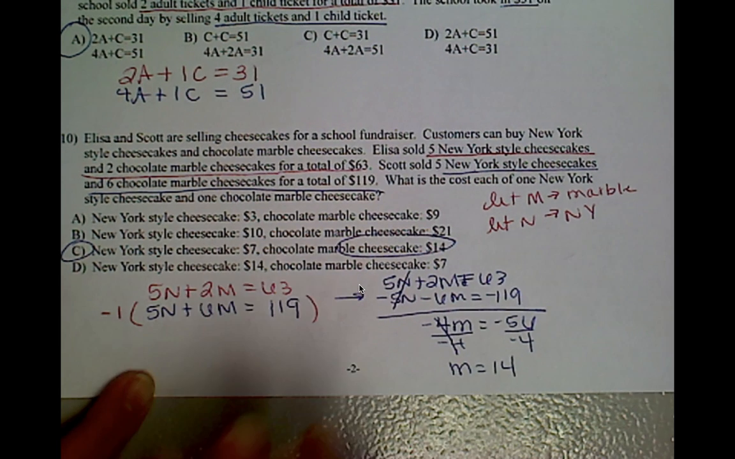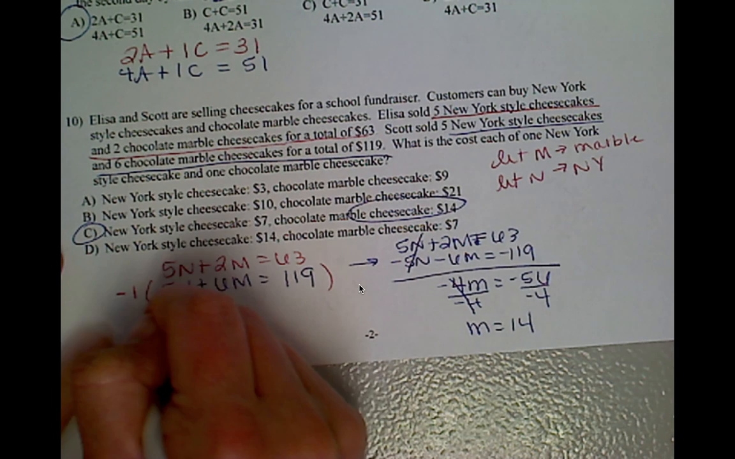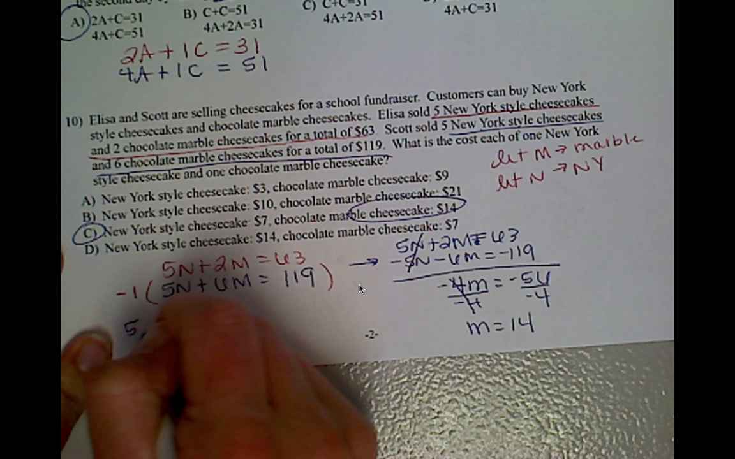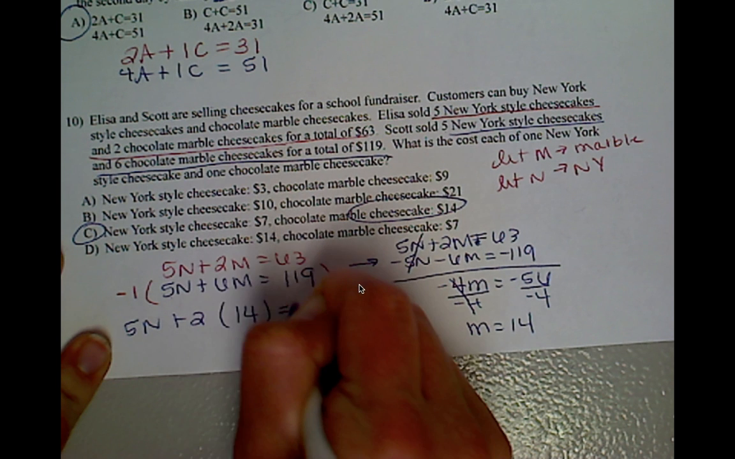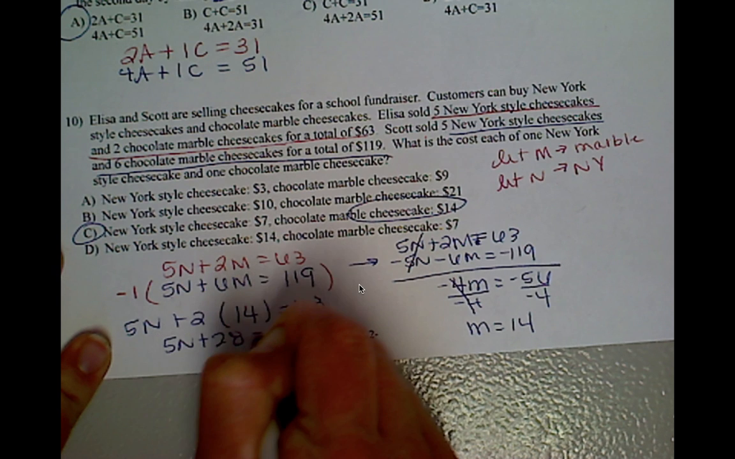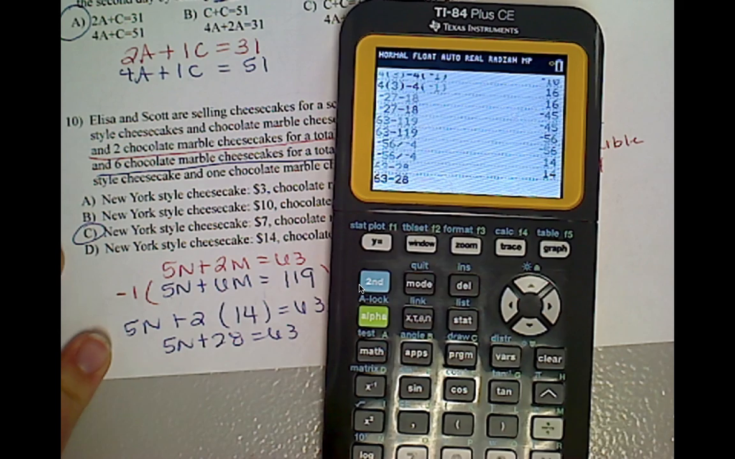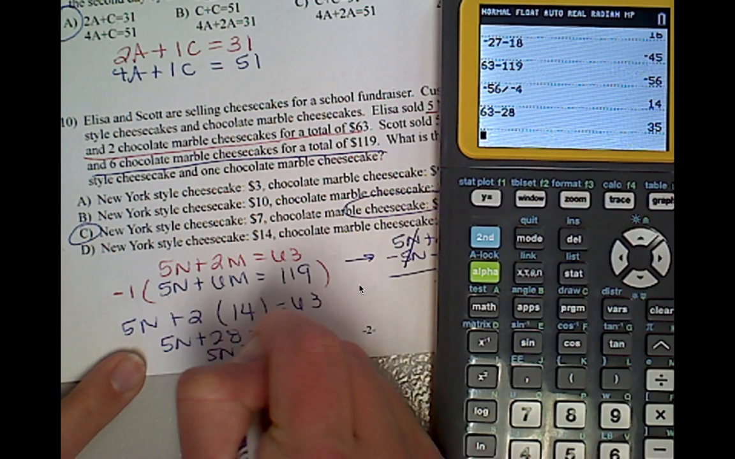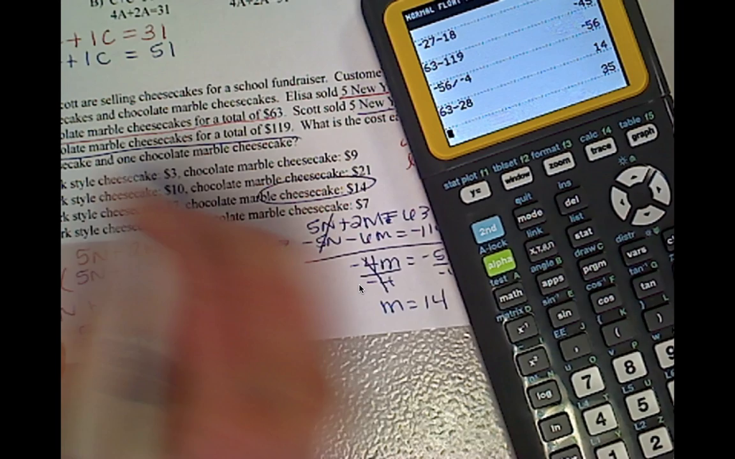However, let's go ahead and solve for the other piece while I've got 1 minute to spare. Okay, so 5n plus 2, instead of m, I'm going to put 14 equals 63. So 5n plus 28 equals 63. Subtract 28 and you get 5n equals 35. Divide by 5 and n equals 7. I know that's rushed.